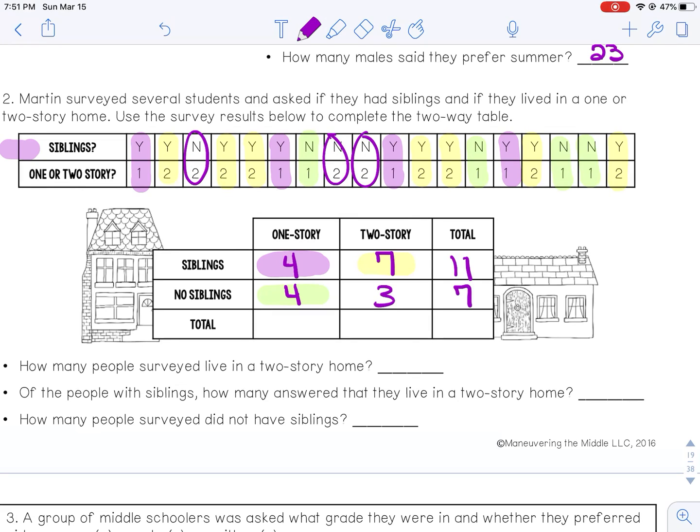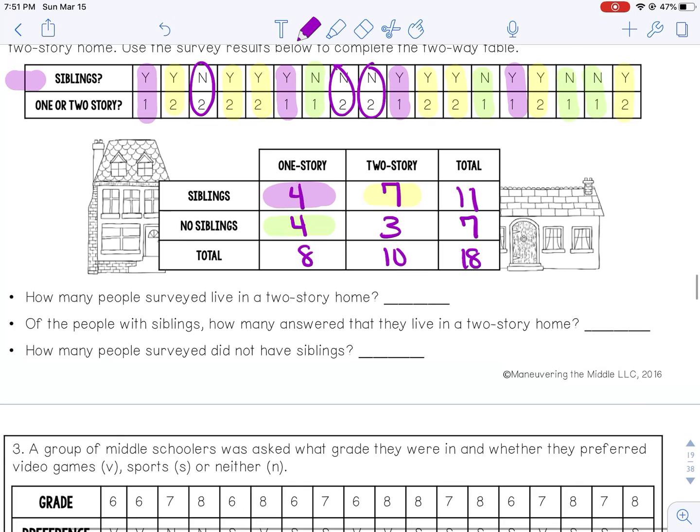Now we can do our total columns. So the total number of people living in a one-story house is 8. Total number of people living in a two-story house is 10. Okay, and your total totals, 11 plus 7 is 18. And double check down at the bottom, 8 plus 10 is also 18. So now let's answer the questions.